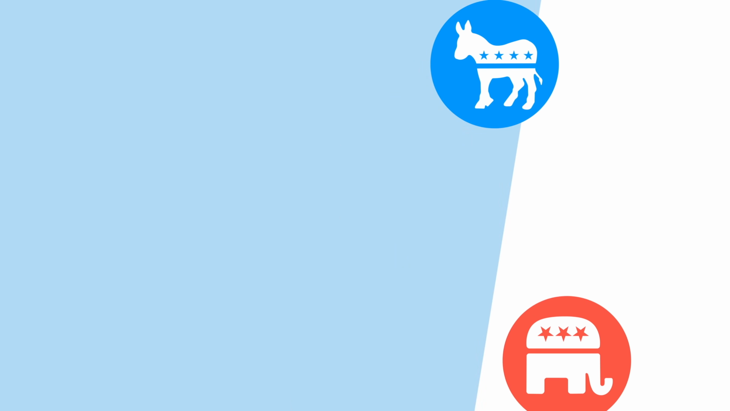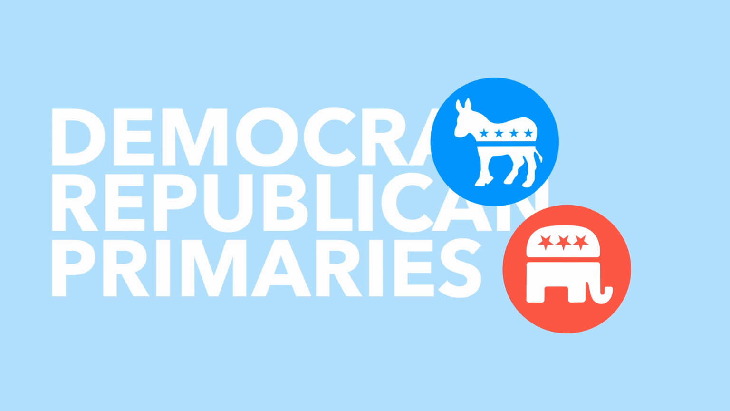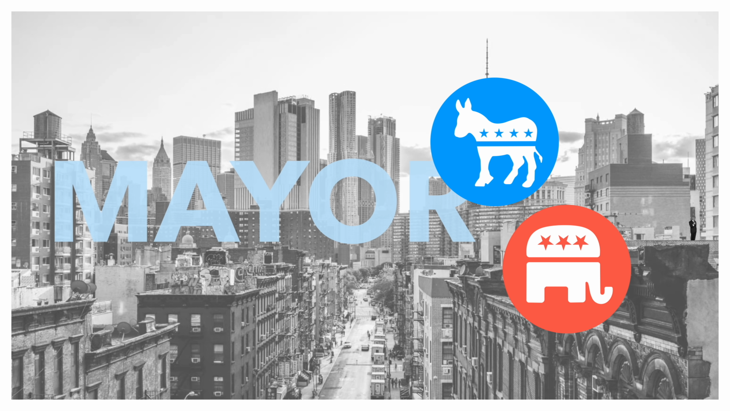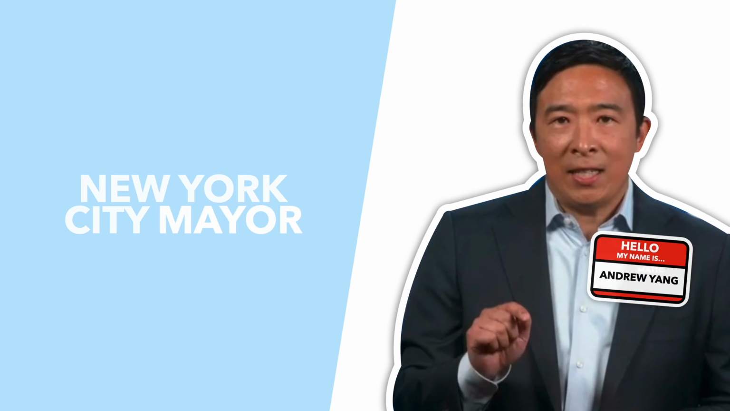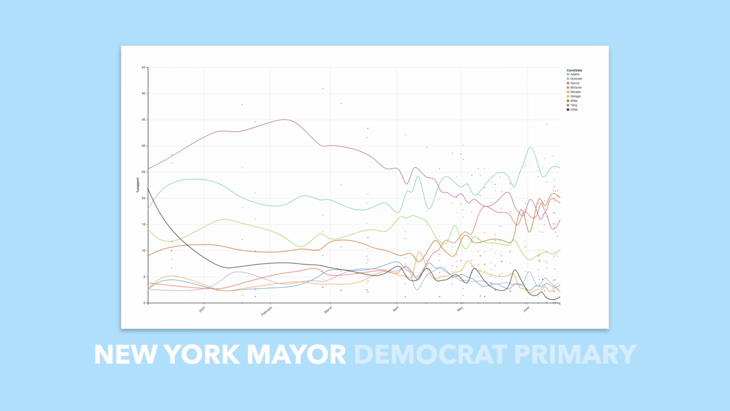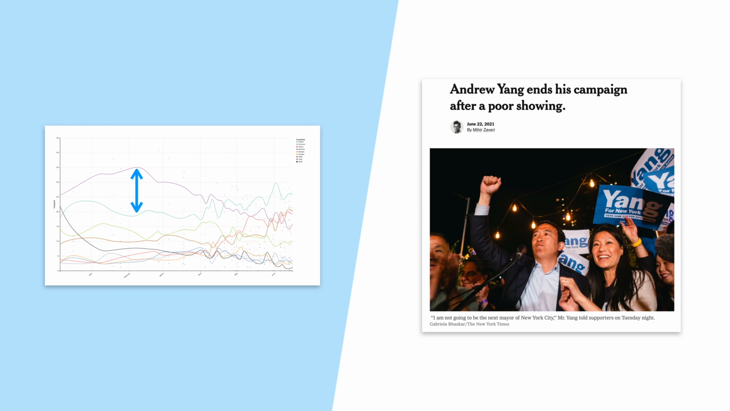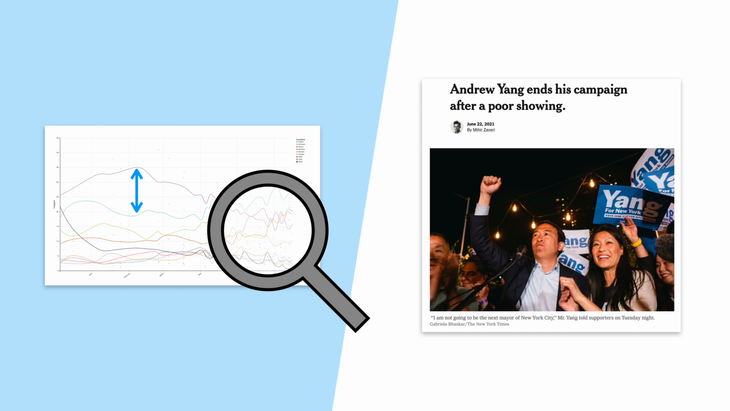In this one, we're going to be taking a look at the Democratic and Republican primaries for New York City's mayor, and explain how Andrew Yang went from a 15-point lead over his Democratic rivals to coming in 4th, and why the results of this vote are so crucial.